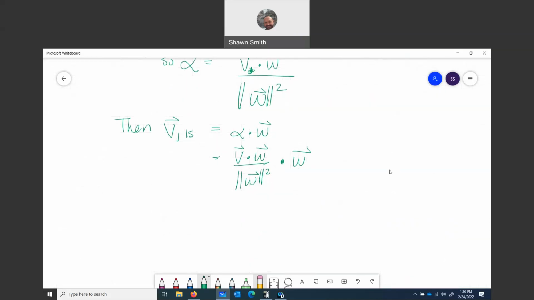All right, so we got a formula for V1 now. The dot product of the two vectors, over the magnitude of vector W squared, times the vector W. And then V2, we saw it was the original vector minus V1.